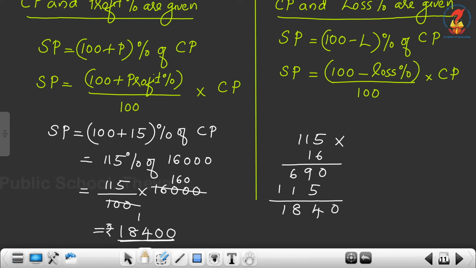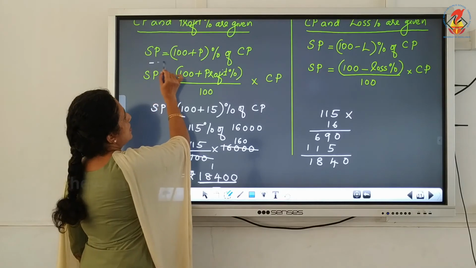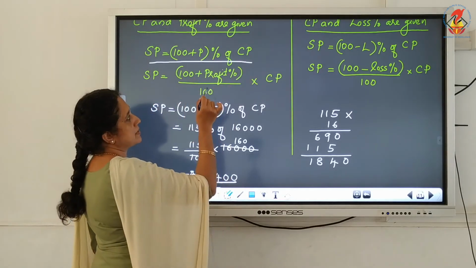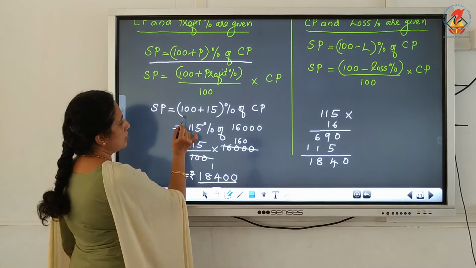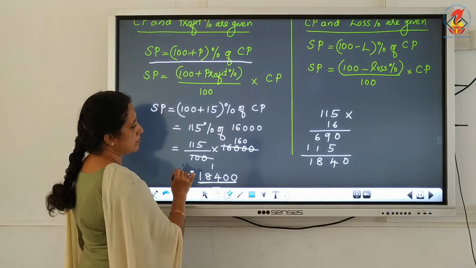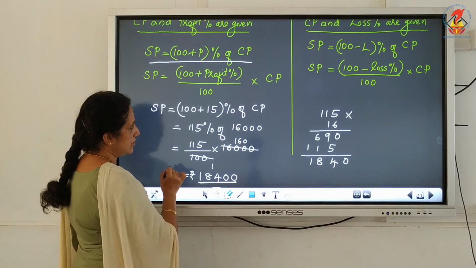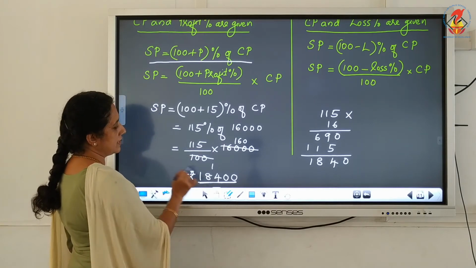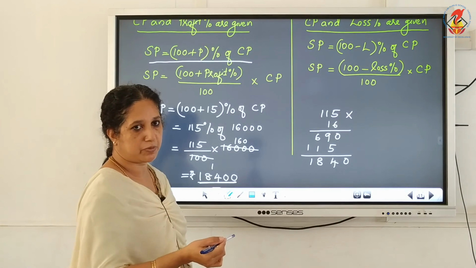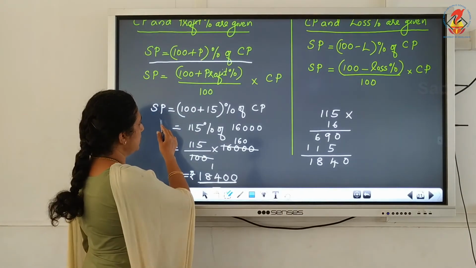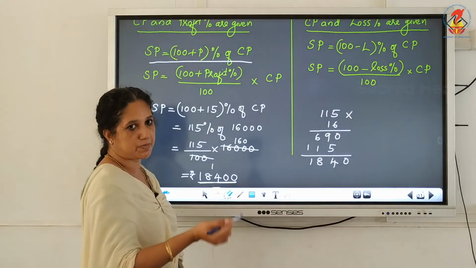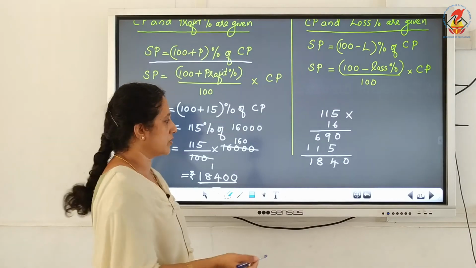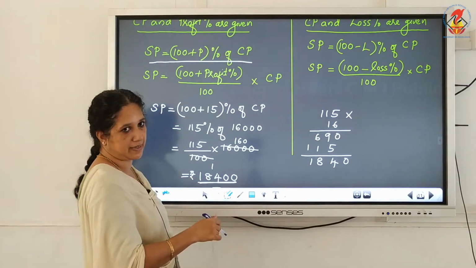So if you want, you can apply the relation selling price is equal to 100 plus P percentage of cost price. So 100 plus 15 percentage of cost price, and we can find out the selling price. So after getting the selling price, if you want, you can find out the profit also. How can you find out the profit? Selling price minus cost price, you will get the profit. So here you can find out the selling price directly.